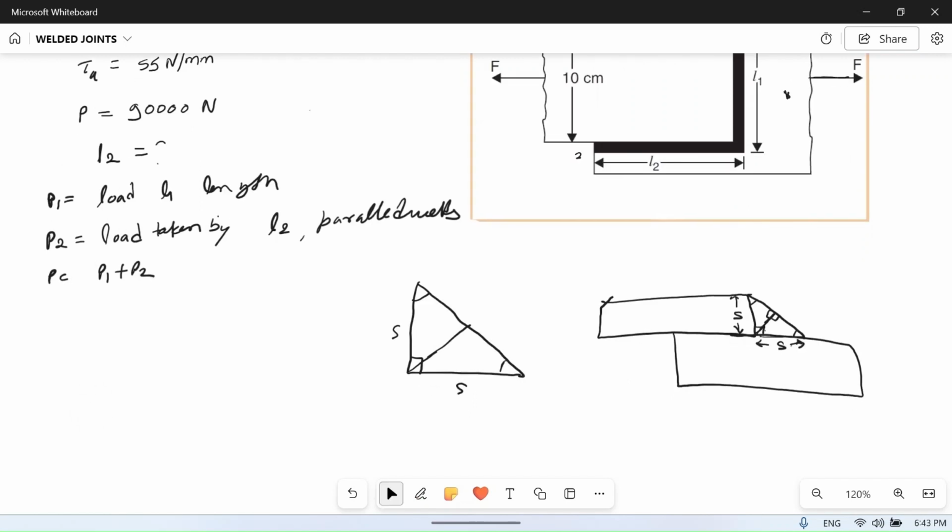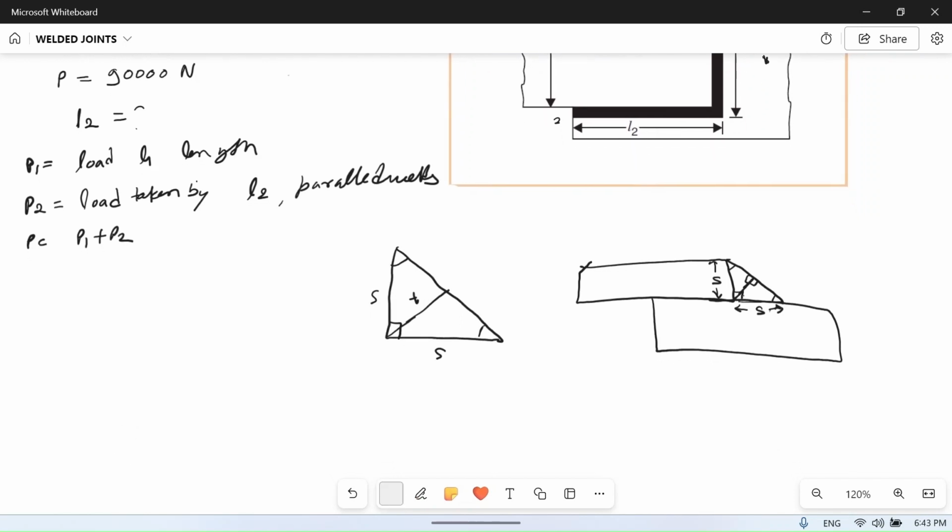And this is T, this is the throat of the weld. So we will write sine 45 degree is equal to the perpendicular T divided by the hypotenuse S for this triangle. So T is equal to S sin 45. Sin 45 is equal to 0.707. So into S it will become equal to T.